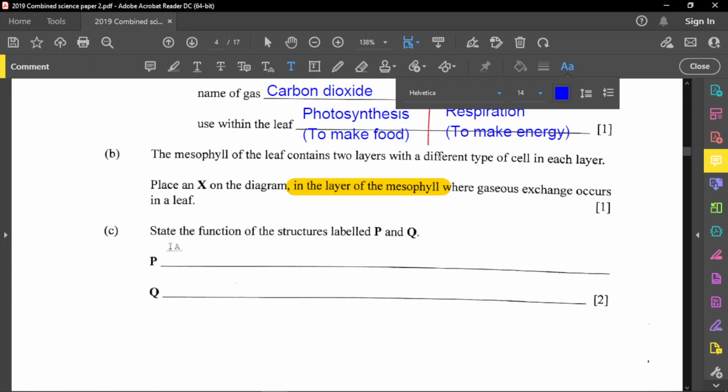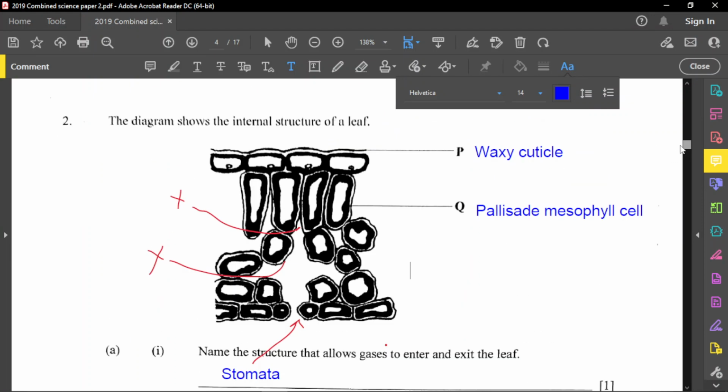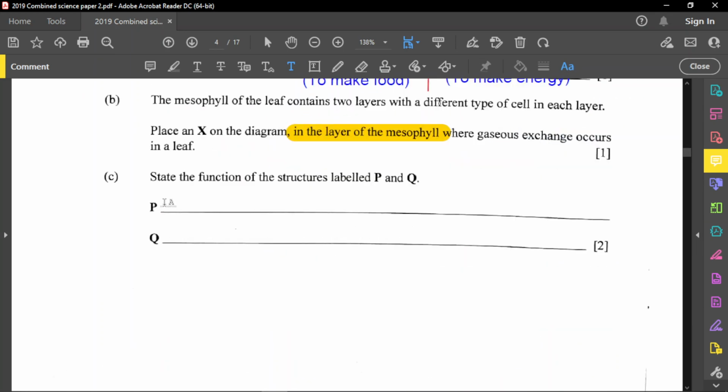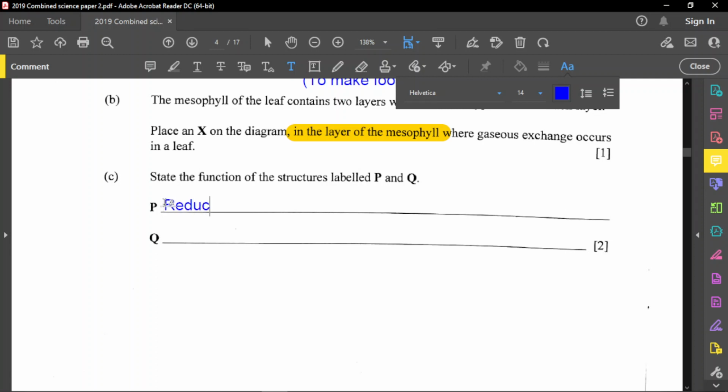All right, now for part C, it says state the function of the structure labeled P and Q. P is the waxy cuticle, Q is the palisade mesophyll cell. So P, the waxy cuticle, reduces water loss by reflecting light.